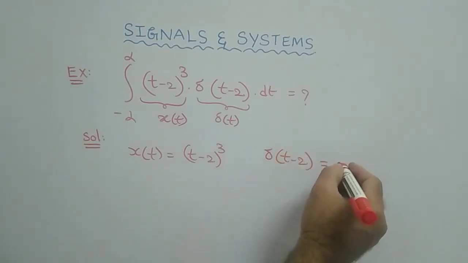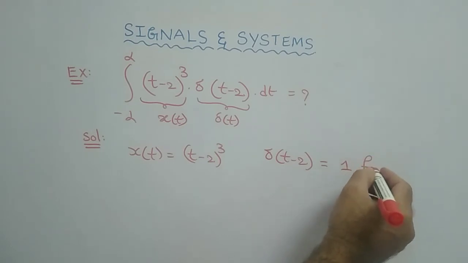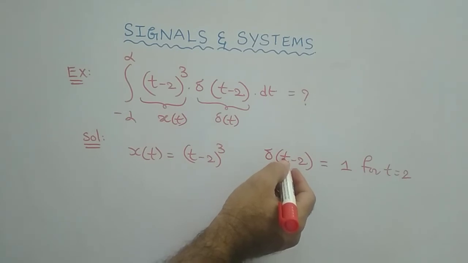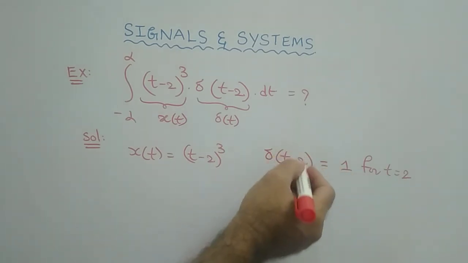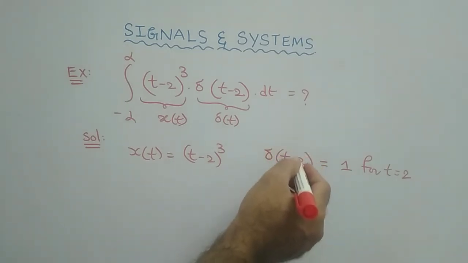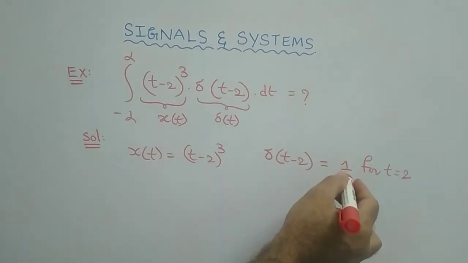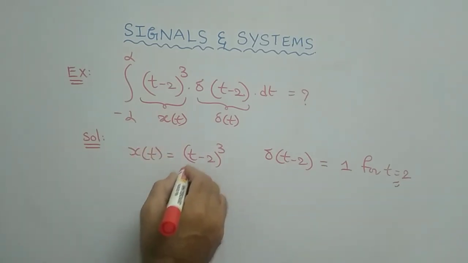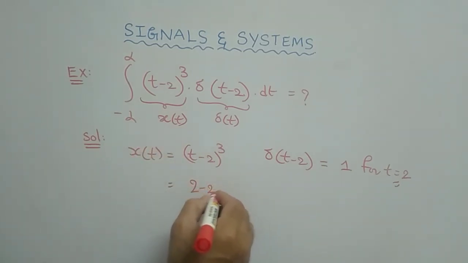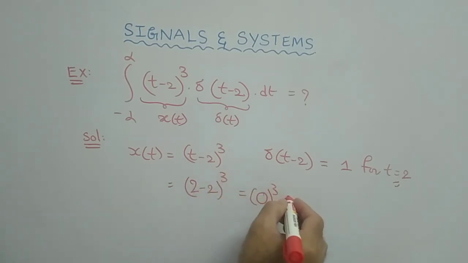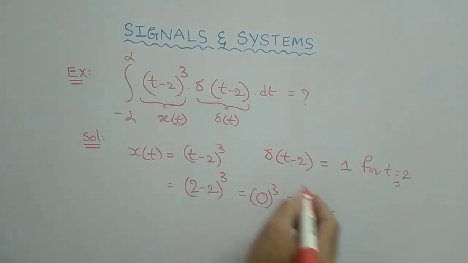This impulse function becomes 1 for t equal to 2. If you substitute t equal to 2 here, the argument becomes 0, and for argument 0, the delta value becomes 1. Clear? Therefore, substitute t equal to 2 in this x of t. Wherever t is there, it becomes 2 minus 2 whole cube. What is 2 minus 2? 0. Cube of 0 is 0. So the answer is 0. That is the answer for this integral.